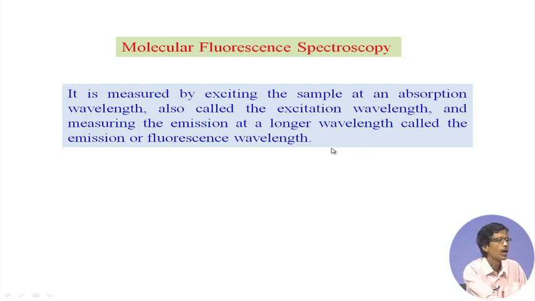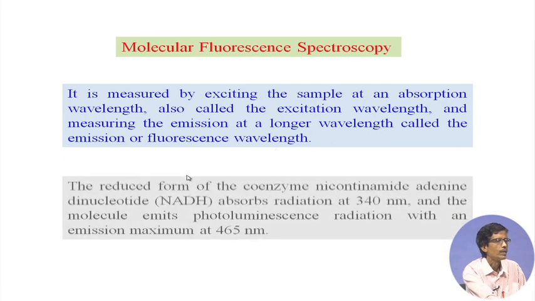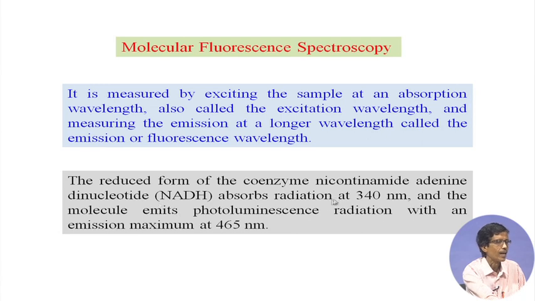Why it is longer, we will discuss. So, if the excitation is taking place at, say, 340 nanometer, the emission can be observed at 465, 450 or 480 nanometer, that means at a longer wavelength range after this excitation. Such as in this example, nicotinamide adenine dinucleotide, which is also useful for biochemical studies.